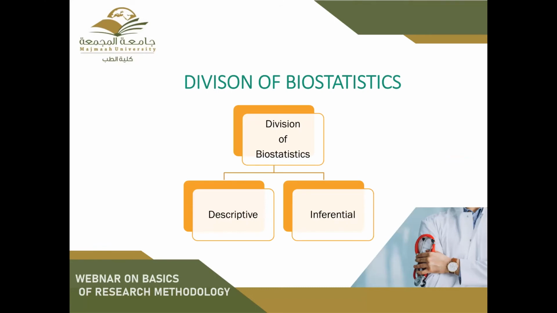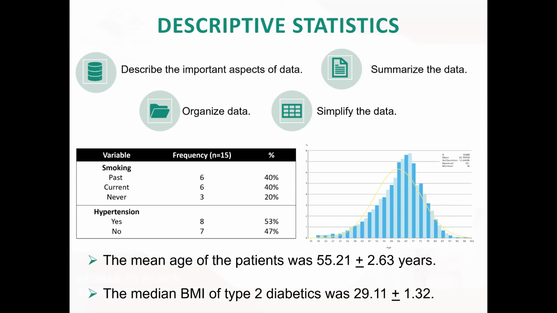Broadly, this subject is divided into two parts: descriptive and inferential. Descriptive biostatistics is the area in which you explore your results. That's why it is the synonym of exploratory biostatistics. You have to understand your data. Descriptive biostatistics gives you some of the most important aspects of the data. It summarizes your data into frequencies and percentages, simplifies and organizes the data. You can prepare graphs. You can give the information of the averages. What is the median BMI of type 2 diabetics? What is the mean age of the patients? This is all descriptive. It means you are going to summarize your data.